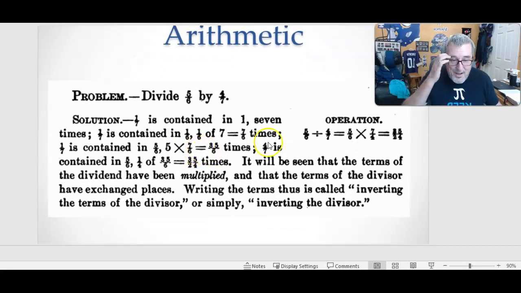And so yeah, here it is. All the thinking here in words, 5/6 divided by 4/7 is the same as 5/6 times 7/4, which is 35/24. So they justify the algorithm. It will be seen that in terms the dividends have been multiplied, terms the divisor have exchanged places. Writing the terms thus is called inverting the terms of the divisor, or inverting the divisor. So we say invert and multiply. They say inverting the terms of the divisor.